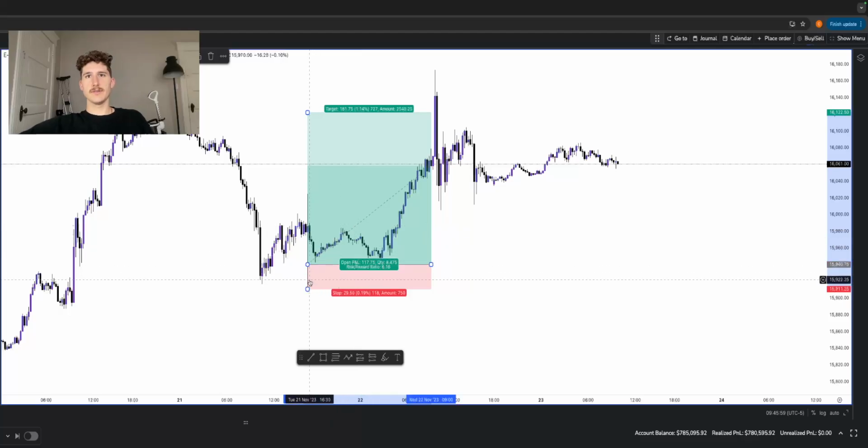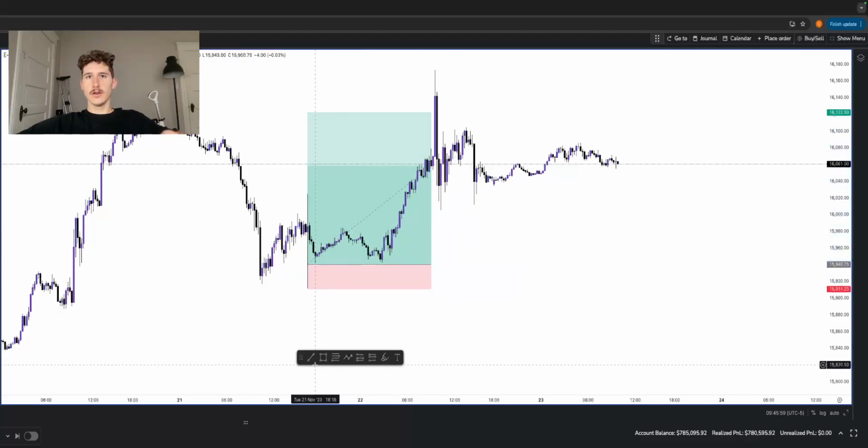How am I managing that position? Where is my stop loss? You can use the line tool, right? Where am I moving my stop loss to? Am I moving it to here first? Am I moving it under anything like this?